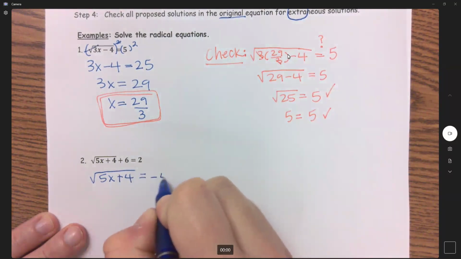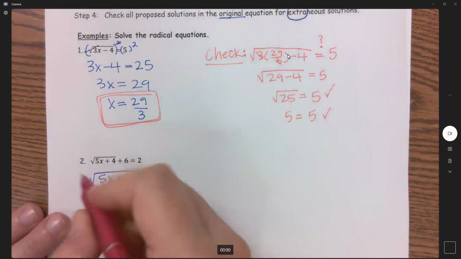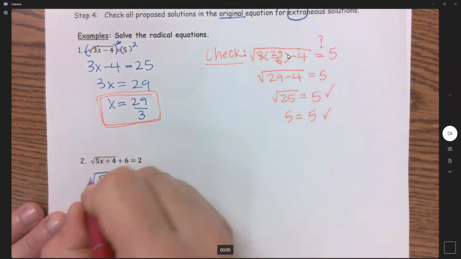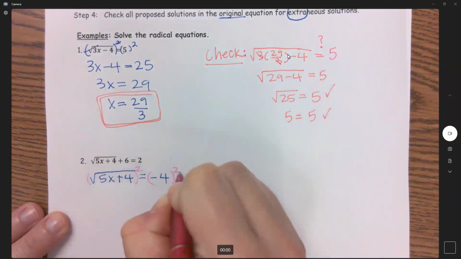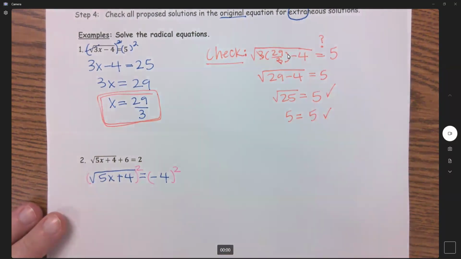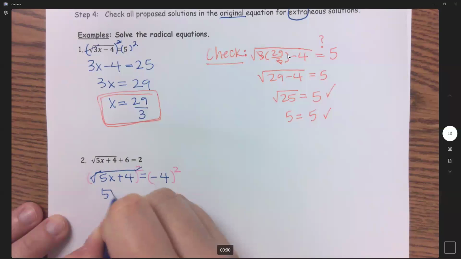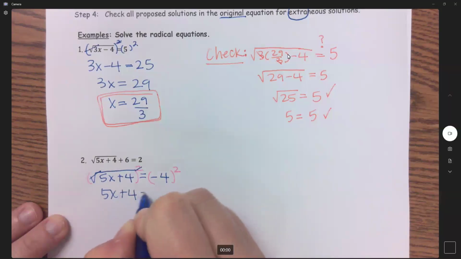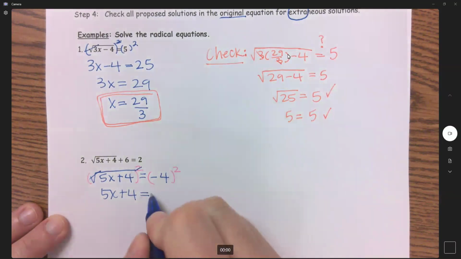And now that's going to equal -4. So now I need to square both sides because the opposite of a square root is to square. So my square root and square cancel each other out. I'm left with what's under that radical, 5x plus 4, and -4 in parentheses squared is +16.